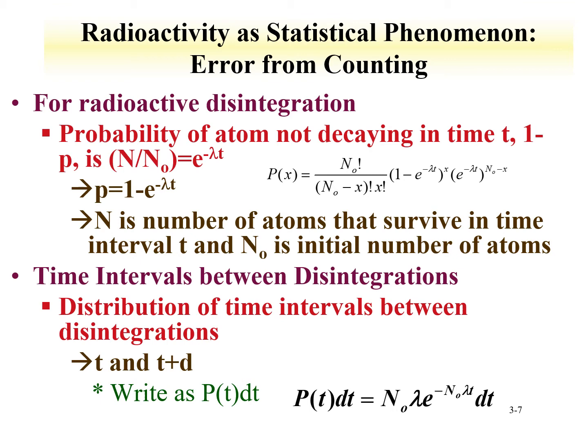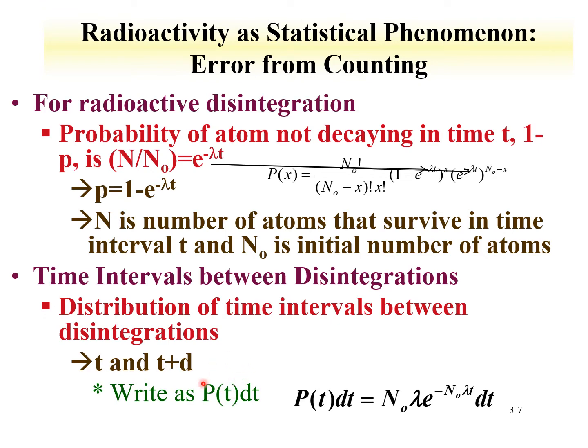As we discussed earlier, the probability of an atom not decaying in time t is this equation. We've already discussed it. It's a fundamental equation. And this e to the minus lambda t can be expanded out into our probability equation, where the probability is now replaced by e to the minus lambda, 1 minus e to the minus lambda t. N is the number of atoms that survive in this time interval, t, and N naught is the number of initial atoms. So the time interval between disintegrations is listed as t to t plus dt.